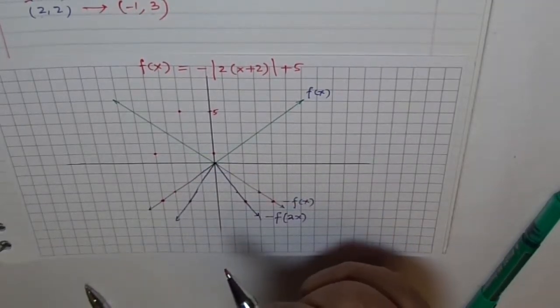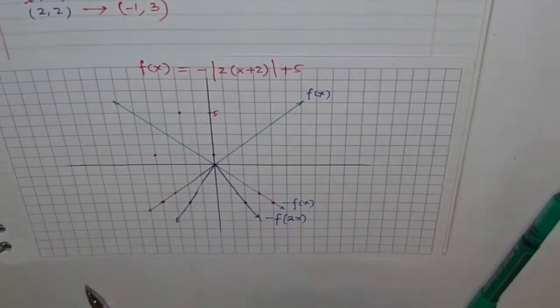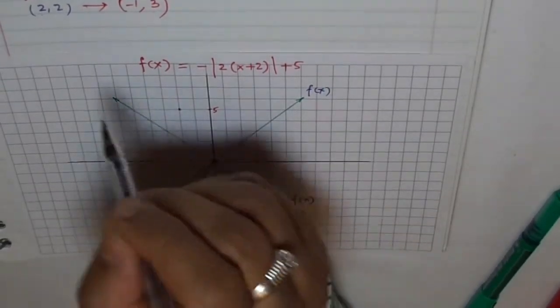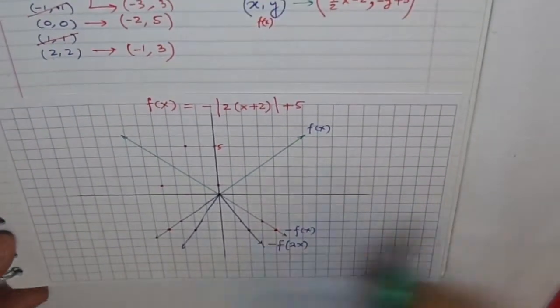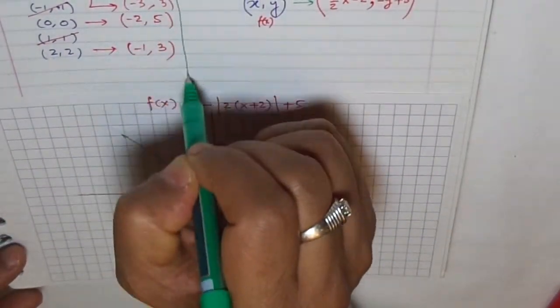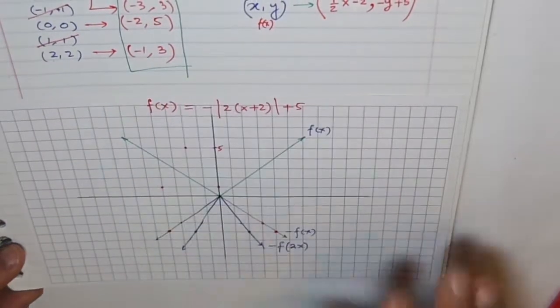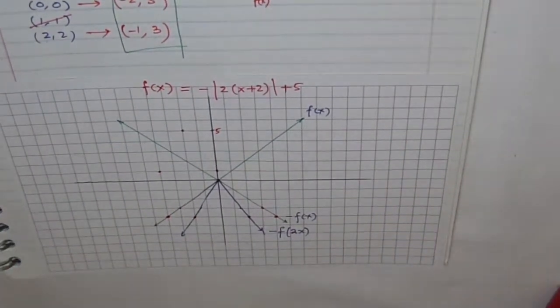Before joining, let's check with our original points, which we got from transformation. Do you remember which points I'm talking about? Let me bring it down to you. These set of transform points. Do you see that? Those are the points. Okay, let's check them.